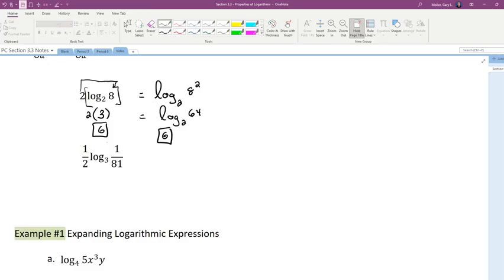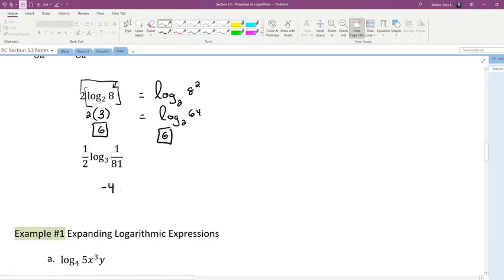3 to what power is 81? The answer would be 4, but I've got it as 1 over 81. And so that means the answer would be negative 4.